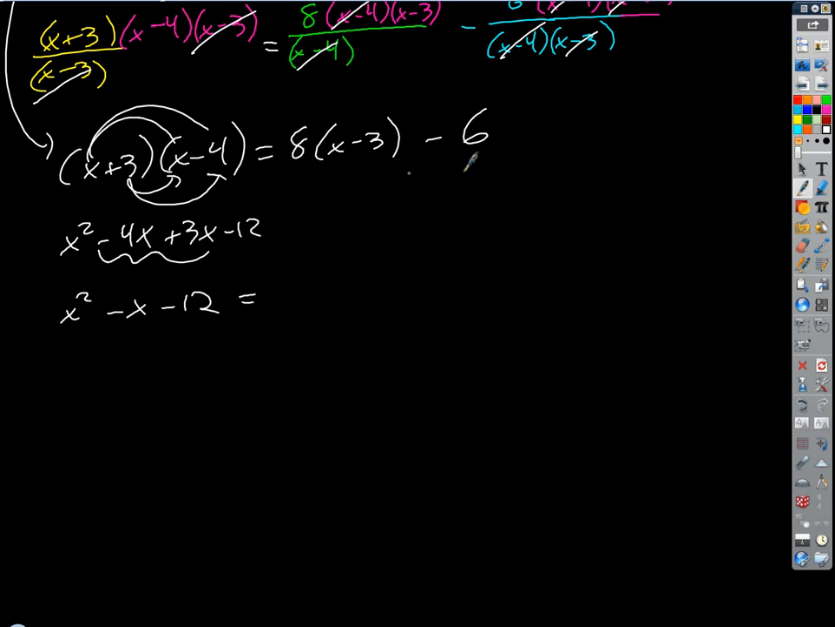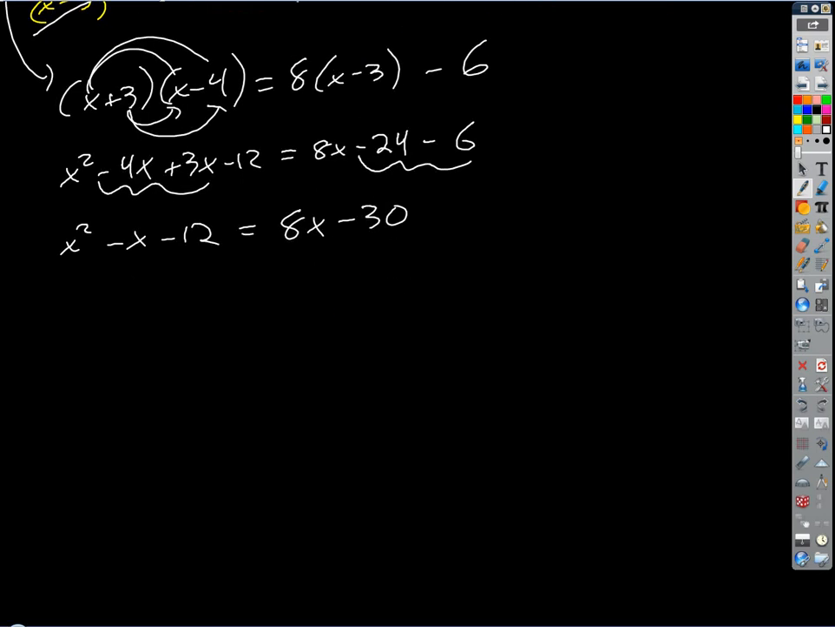and on the other side it's a little bit easier. If I distribute the 8, I get 8x minus 24 minus 6, and if I combine like terms there, I get 8x minus 30.